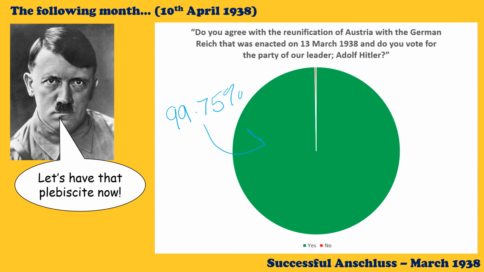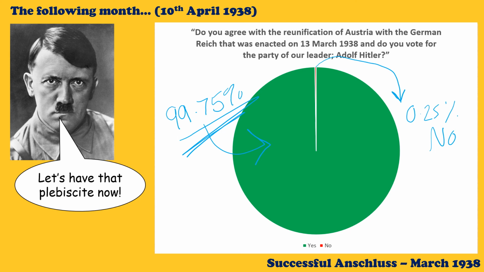99.75% of the Austrian people voted yes, which obviously leaves 0.25% who voted no. 99.75%. That is obscene. That is ridiculously high. That is practically 100%. You can see it in the pie chart there. But again, we know what the ballot papers look like, and we know that these people were voting literally with a gun to their heads.